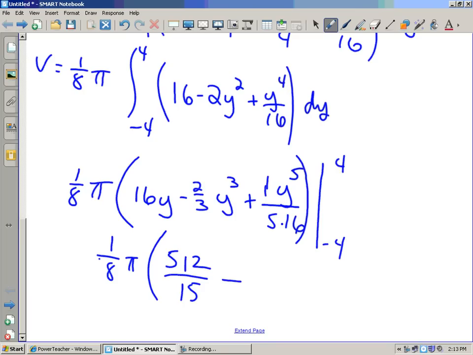Minus, now plugging in negative 4. 16 times negative 4, minus 2/3 times negative 4 cubed, plus negative 4 to the 5th, divided by 80. Beautiful.